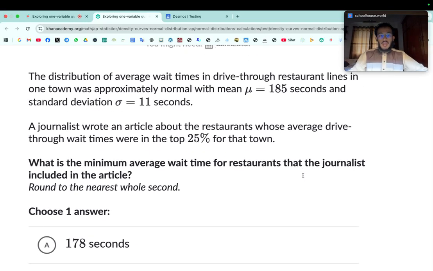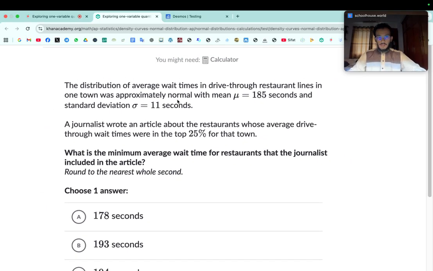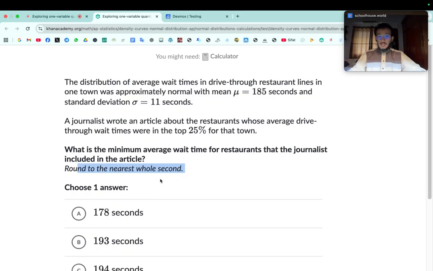The distribution of average wait times in drive-thru restaurant lines in one town was approximately normal, with mu seconds mean and standard deviation. A journalist wrote an article about the restaurants whose average drive-through wait times were in the top 25% for that town. What is the minimum average wait time for the restaurants that the journalist included in the article, round to the nearest whole second?